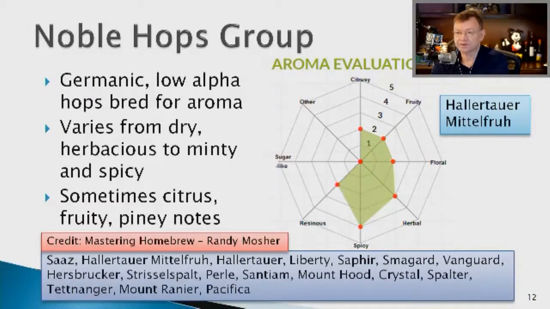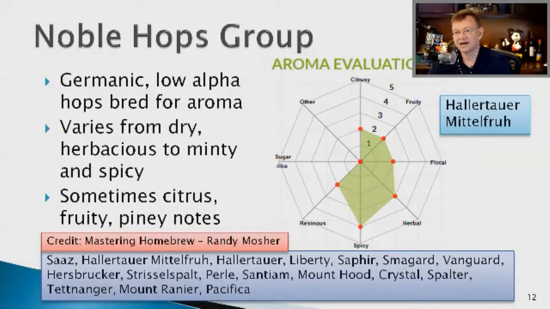So the first group I'm going to talk about, of course, is the noble hops group. This is the continental hops from Europe. It includes things like Saaz, Hallertauer, Hersbrucker, Strisselspalt, Spalter, and Tettnanger is another big one. These are the ones used in a lot of German and Belgian beers, as well as Vienna and so on. They tend to be low alpha acid.